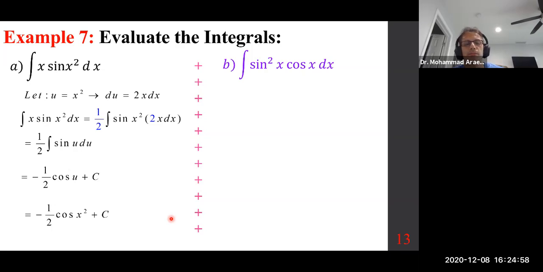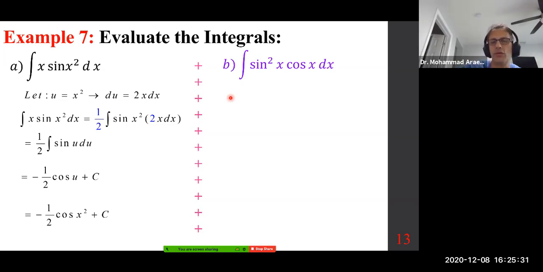Part B. Anytime you have sine and cosine, both of them involved, and one of them has an exponent, sine or cosine, makes no difference. The one with the exponent, the one with the power, is a good choice of u. In this case, I hope you realize that means sine x to the second power. That's the meaning of it. So that would be the choice of u.